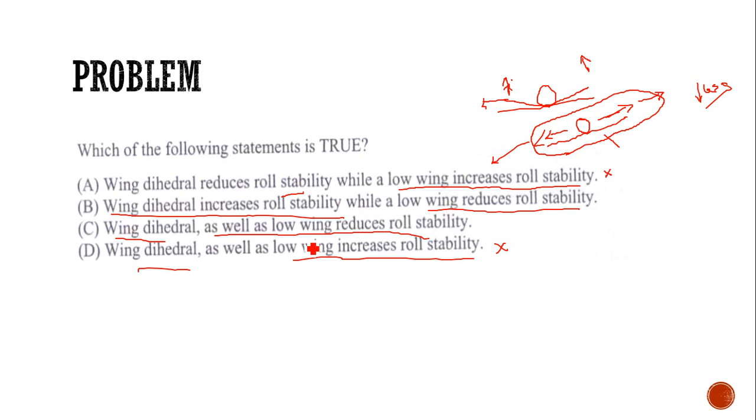So the answer here, "wing dihedral and low wing reduces roll stability," hmm, wing dihedral increases roll stability, so this answer is also wrong. The answer is wing dihedral increases roll stability while low wing reduces roll stability. So the answer is B. Okay, so the answer is B.